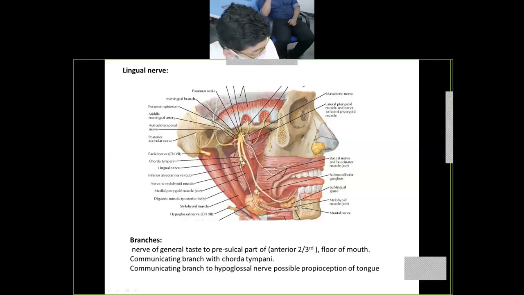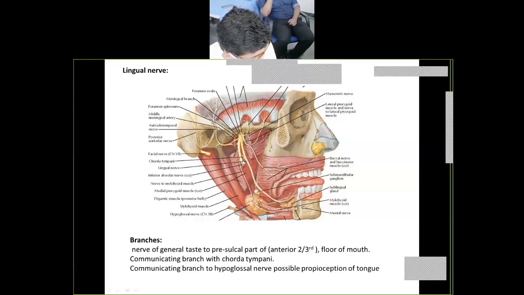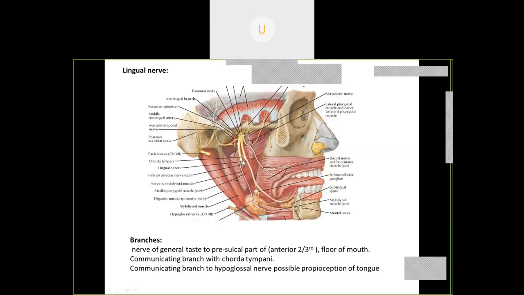So the lingual nerve, shall I repeat it or is it okay? I think I will just stop here today. Is it okay? Yes, sir. Okay, or shall I repeat any of these? It's okay.